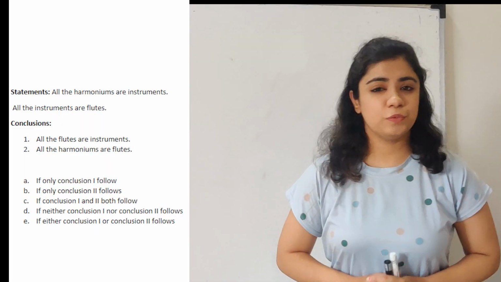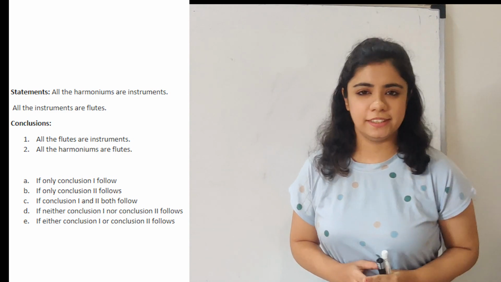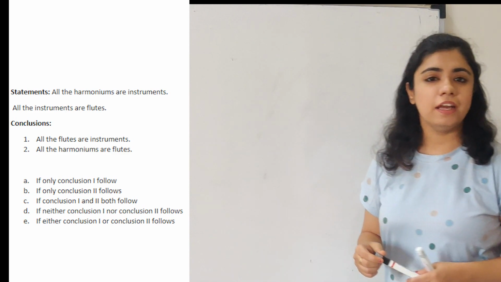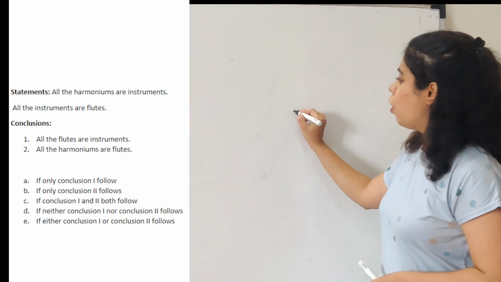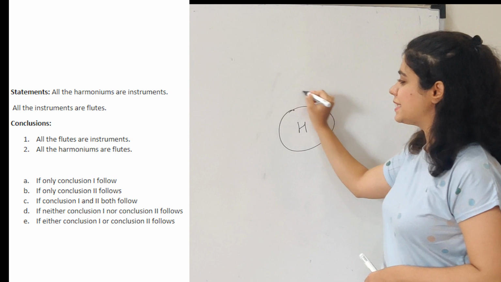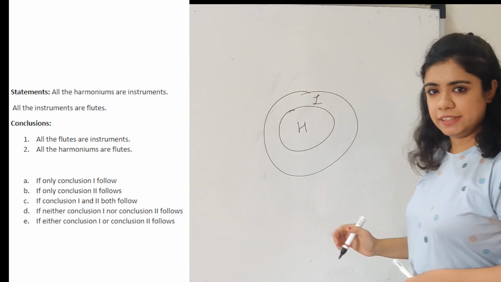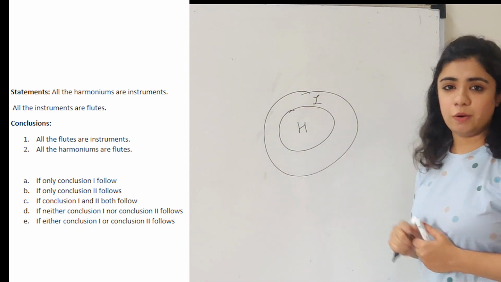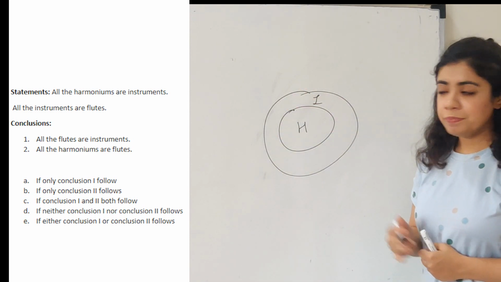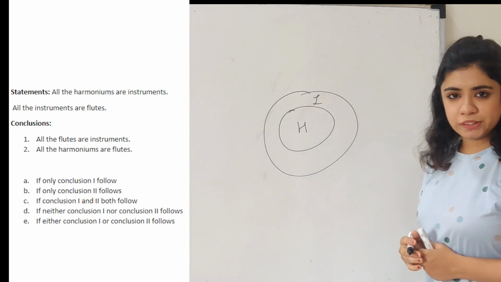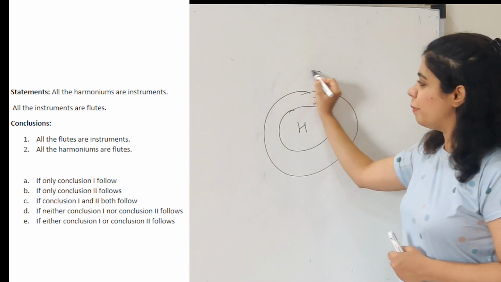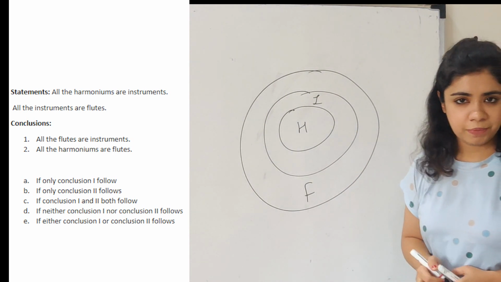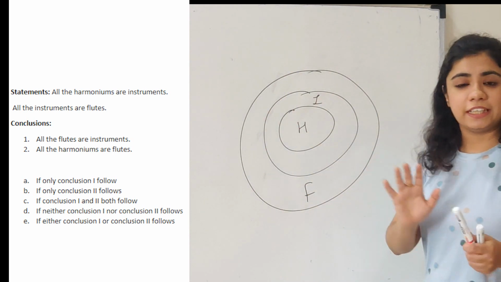So let's start with the first question. Let's see what it says. Look at your statements. All harmoniums are instruments. So harmoniums will be inside, instruments outside. Next statement, all instruments are flutes. So your flutes will be outside. So this is your diagram for the entire problem.